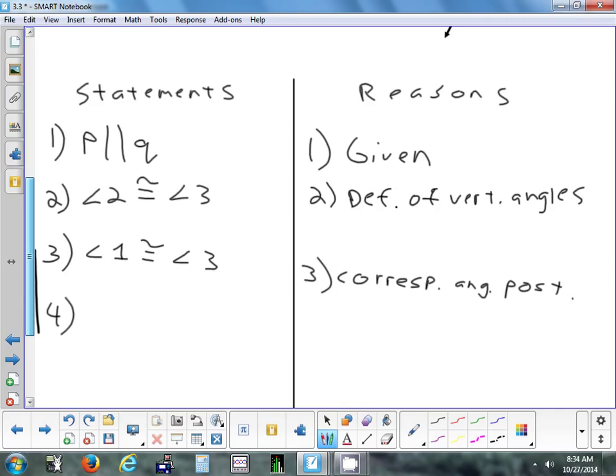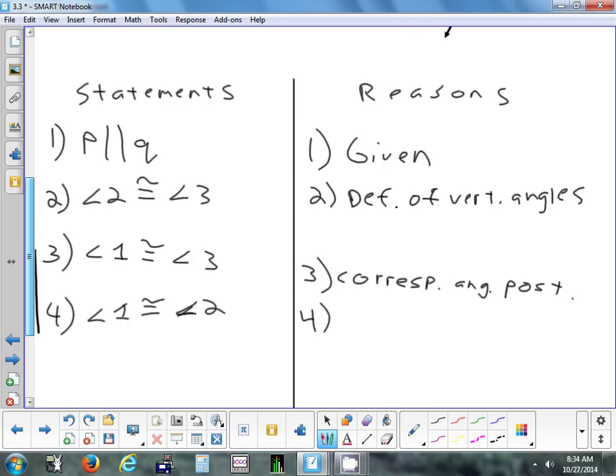And what about step 4? Angle 1 and angle 2 are congruent. Okay, so angle 1 is congruent to angle 2. And there's a couple different reasons you could have. Definition of alternate interior angles. No, we can't use the reason that we're trying to prove yet. Why are 1 and 2 congruent? Look at steps 2 and 3. Substitution. Yeah, you could call it substitution.